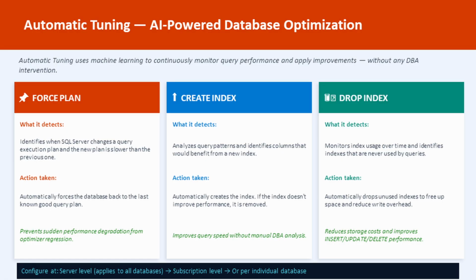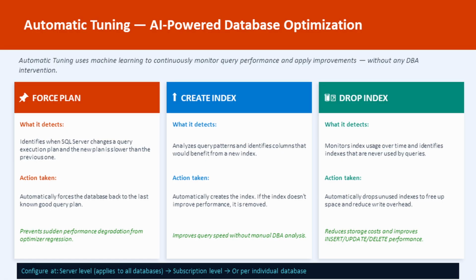The second action is create index. Automatic tuning analyzes query patterns and identifies columns that are frequently used in join conditions, filter conditions, or order by clauses. If creating an index on those columns would speed up queries, it creates the index automatically. Importantly, it then monitors whether the new index actually improved performance. If the index provides no measurable benefit, or if it is never used, automatic tuning will remove it.